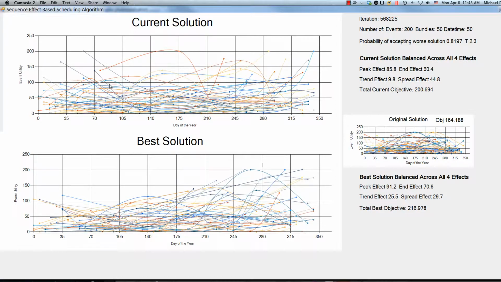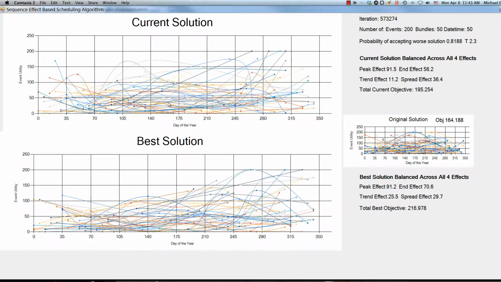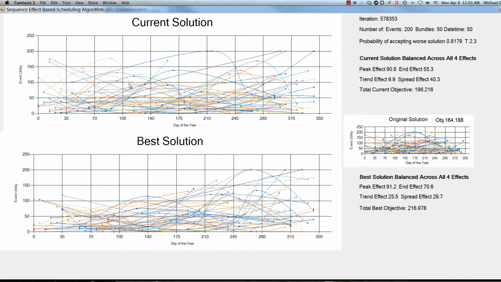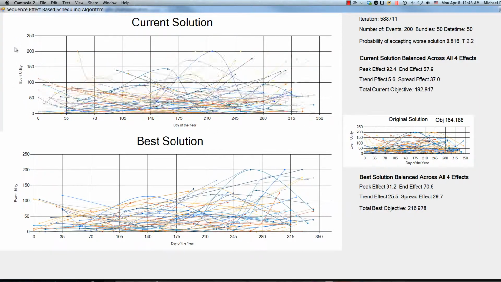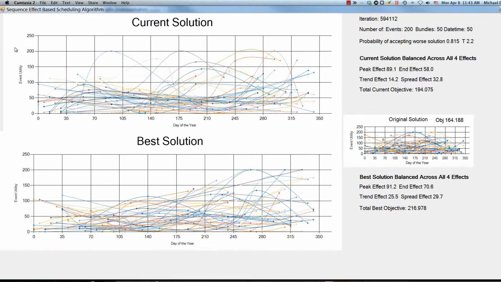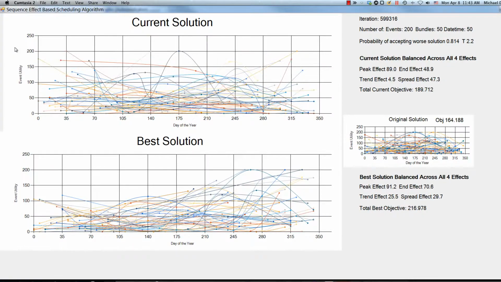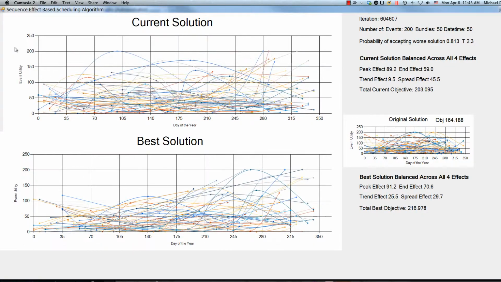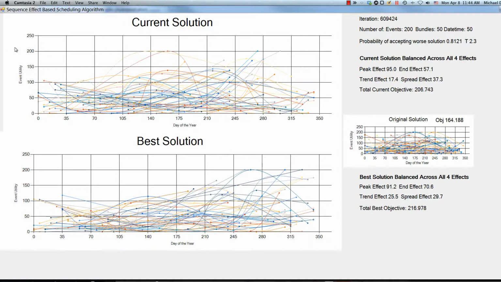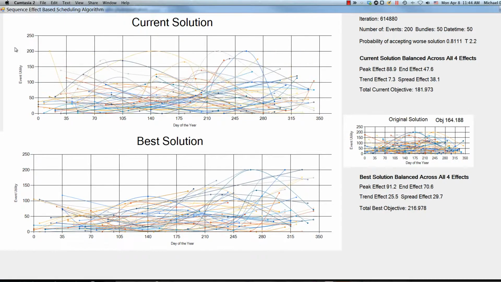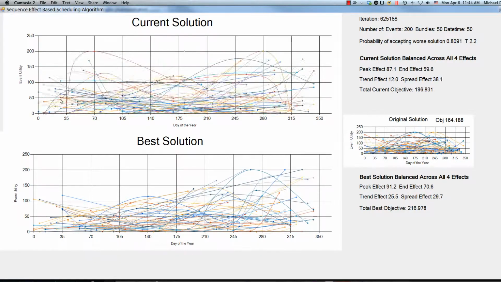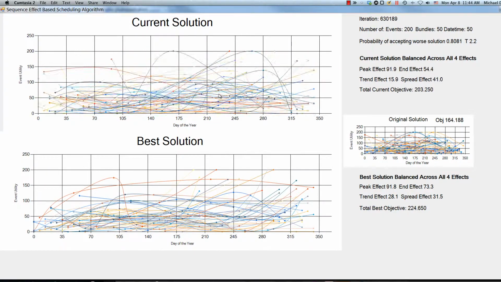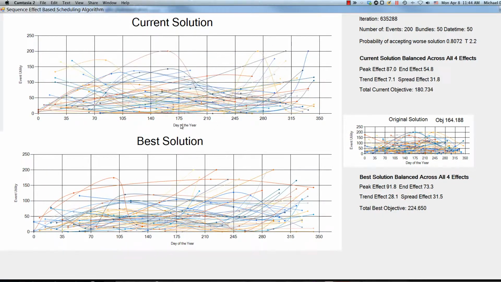That's what's going on. Remember, each one of these lines is a bundle. Each one of these dots is an event. Here are the days of the year, and then we have the event utility. In this case, event utility is distributed in a specific way. It's an exponential distribution, which means there's just a handful of really good events, and most of them are kind of low, right around here, I think the mean was 50 or something like that. So that's what you can expect. Right now it's just this big spaghetti mix.